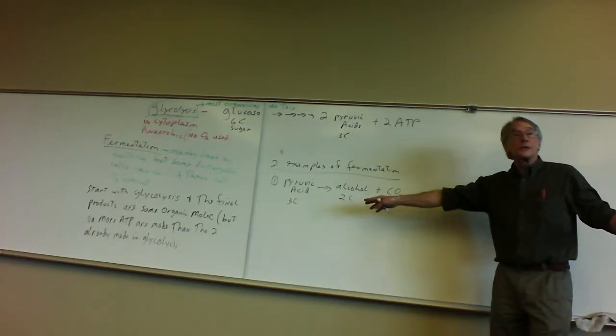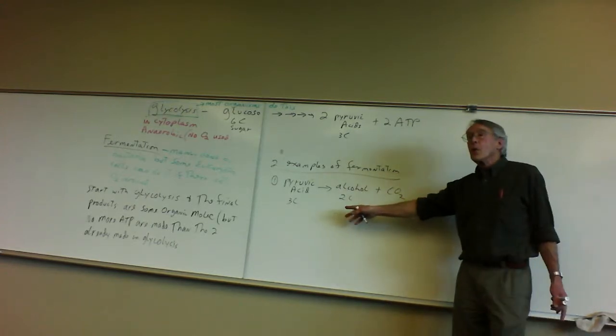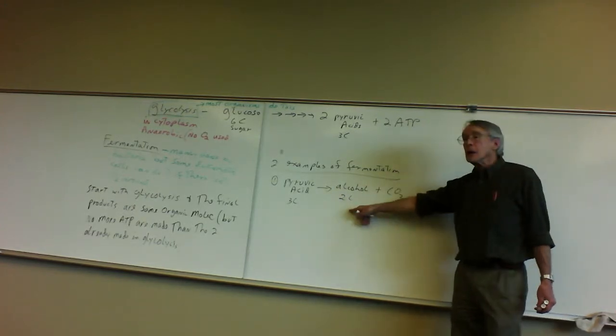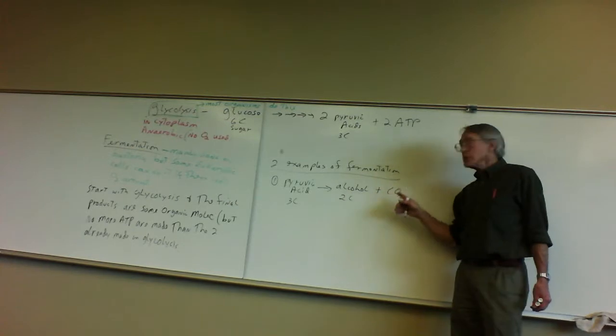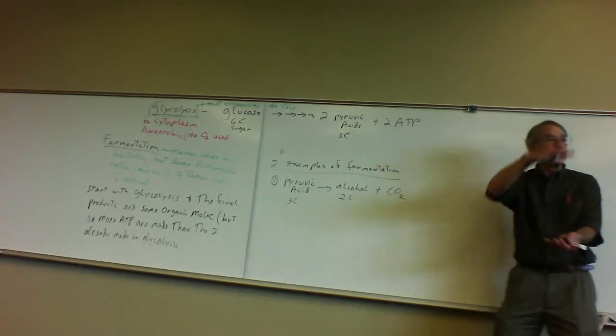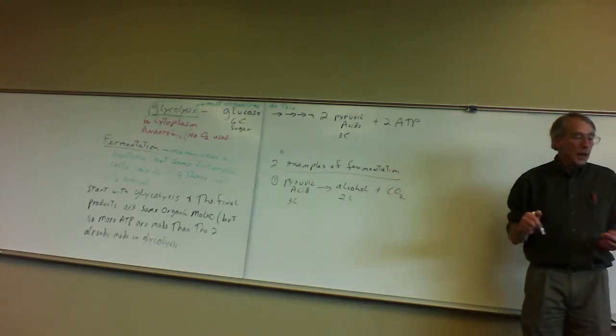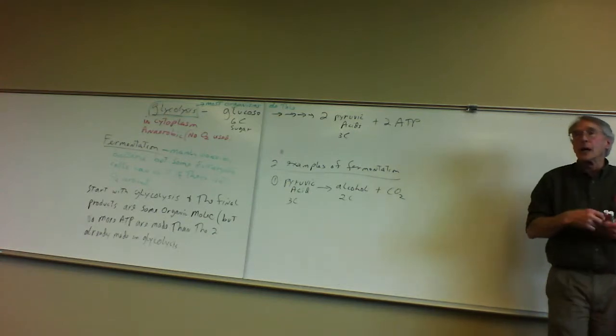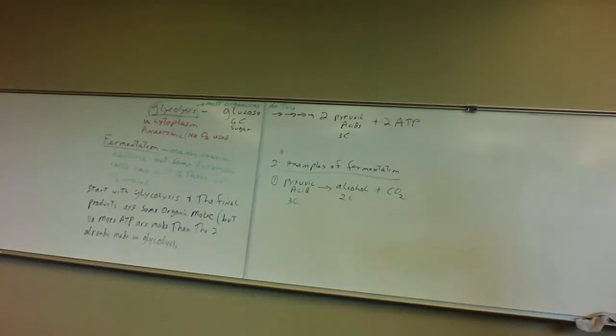Now, and I said this to you last time, when you're making wine or beer, what you want is the alcohol. Okay? When you're making bread, what you want is the CO2, because the CO2 makes the bread rise. And you know there is alcohol in that bread before you bake it. As soon as you bake it, it evaporates. It's gone.